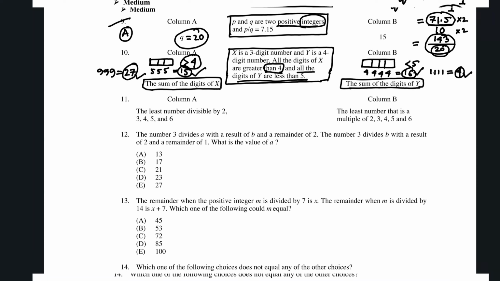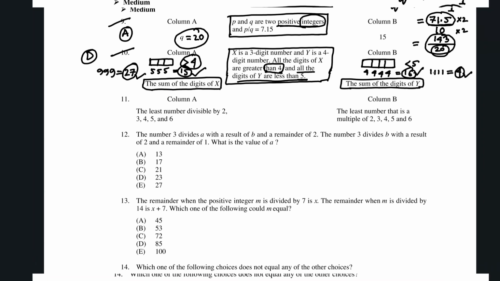Now column A is higher. So there are different cases where at some time column A has a higher value, and at other times column B has a higher value. So we cannot really decide the answer for this scenario. So the answer for question 10 should be D.